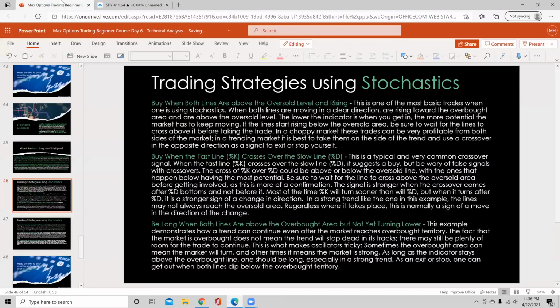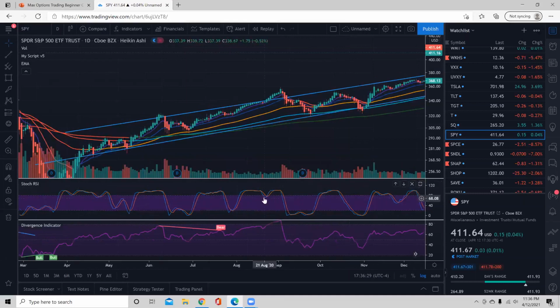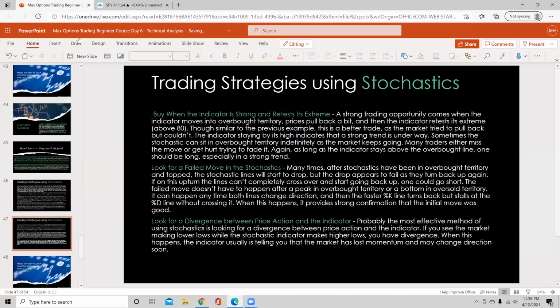You can buy when the indicator is strong and retest the extreme. So when we refer to that, we're referring to a bounce, like right here. It bounced, retested the extreme of 80, and popped right back up. It's a very bullish sign. Conversely, it could test the bottom extreme and bounce, and that's a very bearish sign. So that's another way to read it right there.